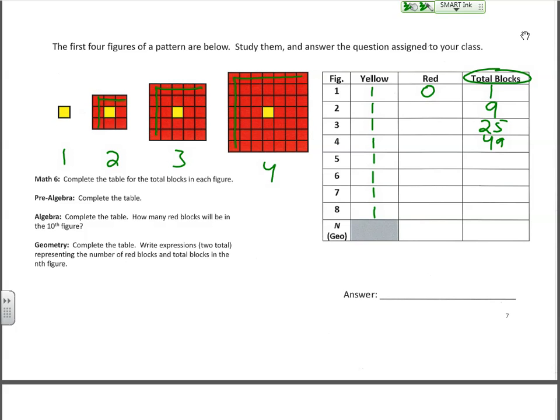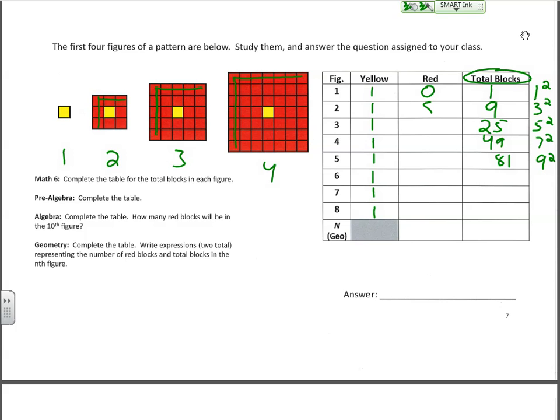1, 9, 25, 49. Well, we notice that they're all perfect squares, and they're found by taking 1 squared, 3 squared, 5 squared, 7 squared, and so we predicted that the next block, figure 5, will be 9 squared, which is 81, right? And that kind of follows the pattern here. And we realized that, hey, if we know the total blocks, and we know how many yellow blocks, there's always one, finding the number of red blocks is just basic subtraction.